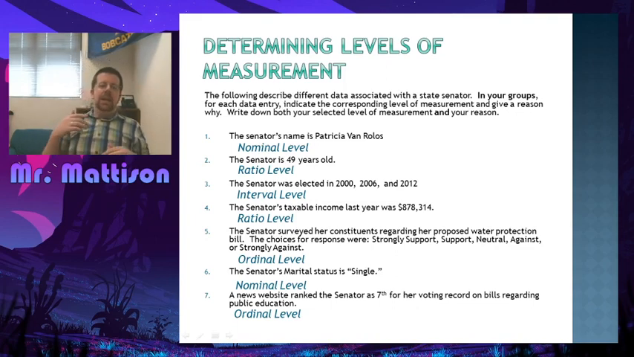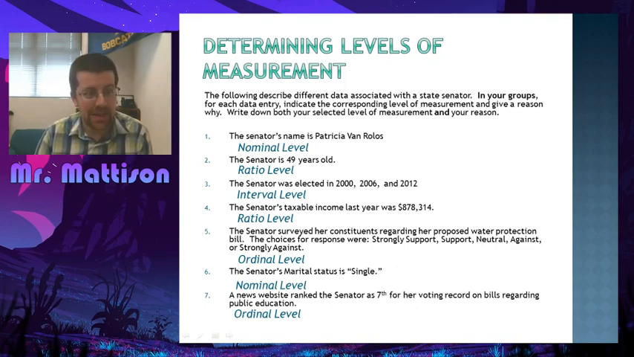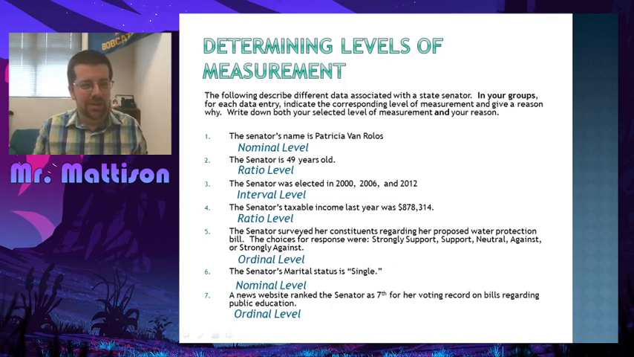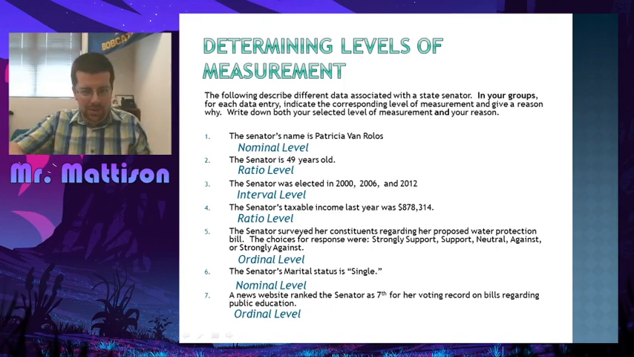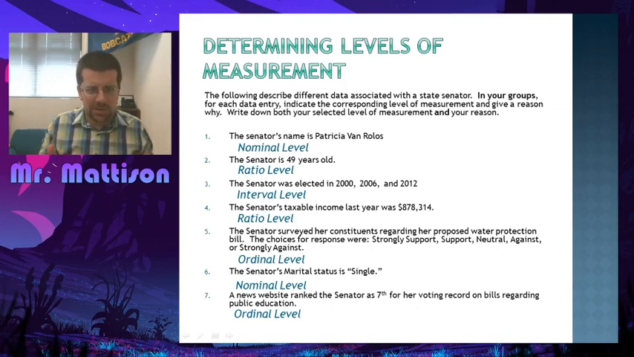Right? The senator's taxable income, right? I wish mine was that high, but it's not. That's ratio, okay? Because again, your taxable income has that true zero, right? If I make $10,000, that's half of someone who makes $20,000, okay? And we have that true zero because you can't have an income that is negative. If you do, for some reason, you should really quit your job because it's not a very good job.